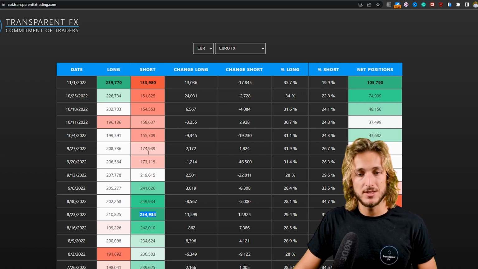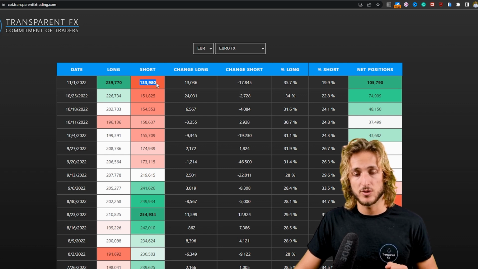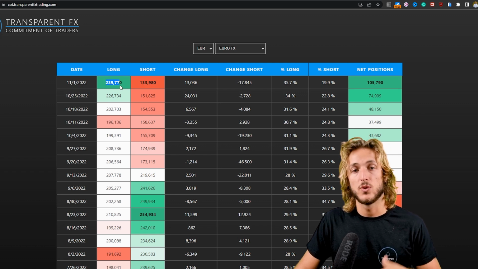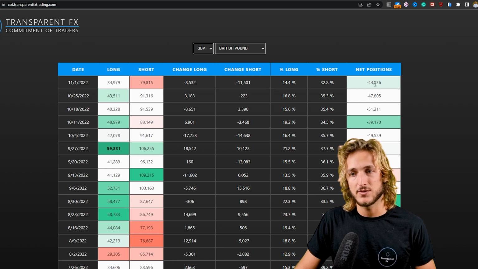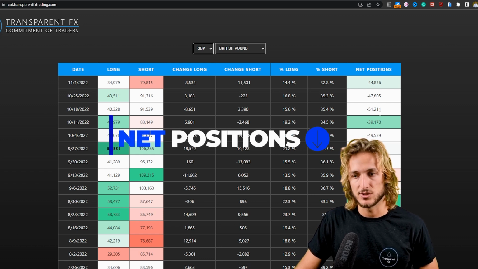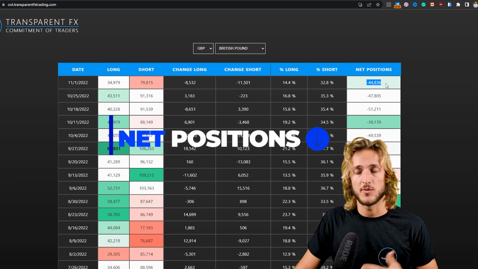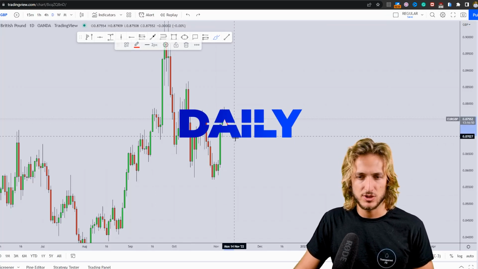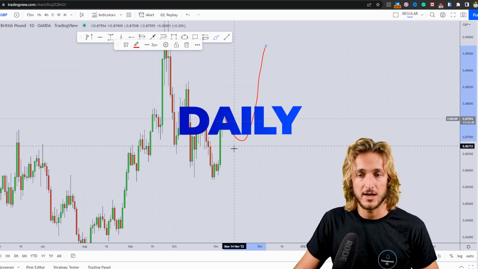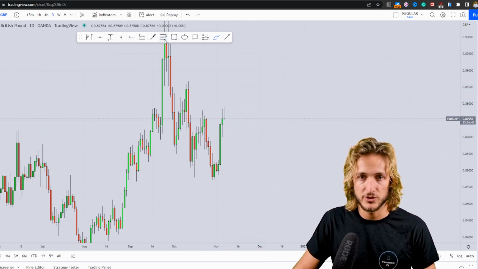So shorts got decreased from 254k to 133k from an institutional perspective, and longs got increased from 196k to 239k. So the euro is getting very strong. The pound, we can see how it's getting decreased in net positions. Here we were at minus 39, we are now minus 44k. So the pound is getting weak, the euro is getting strong, which is exactly what we need if we want to see a rejection higher away from the reversal area.